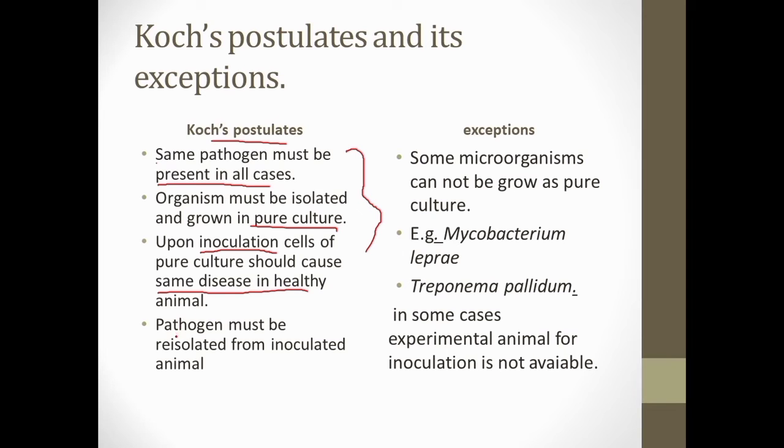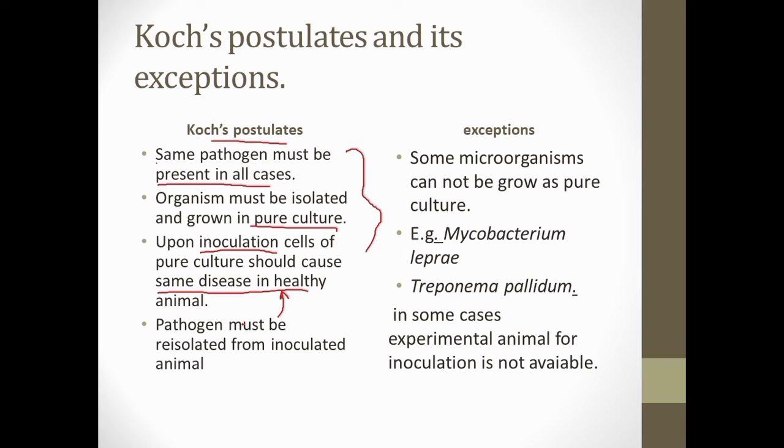And the last postulate was that the pathogen must be re-isolated from the inoculated animal. So you have observed one diseased animal, you have taken out its sample, and you have isolated that pathogen in the form of pure culture from that diseased organism. Then you have inoculated that pure culture into another healthy animal, and now you should be able to re-isolate that pathogen from this healthy animal, to which you have inoculated the pure culture cells. So these are the four postulates of Robert Koch.